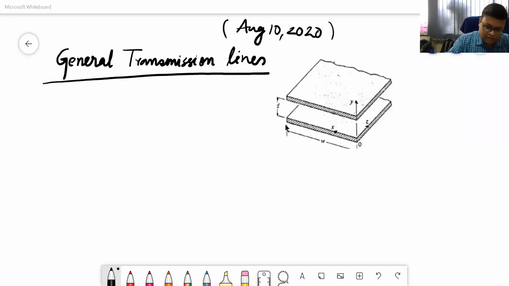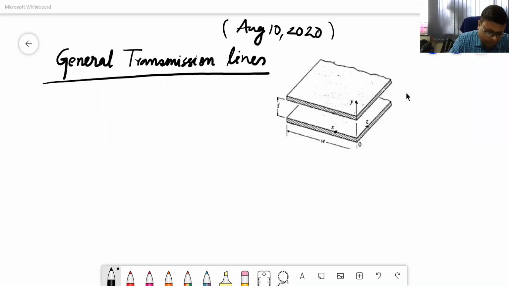So in our last class, we studied the parallel plate transmission line, as you can see here, and we solved a number of equations, and finally we got the capacitance, inductance, and the loss terms for this transmission line. So this is one of the very conventional transmission lines. Particularly, I'm talking about parallel plate transmission lines.